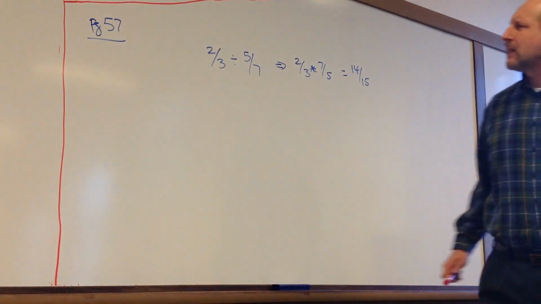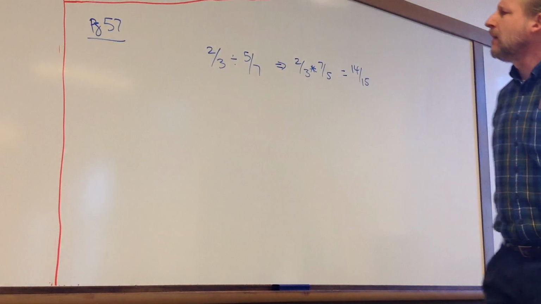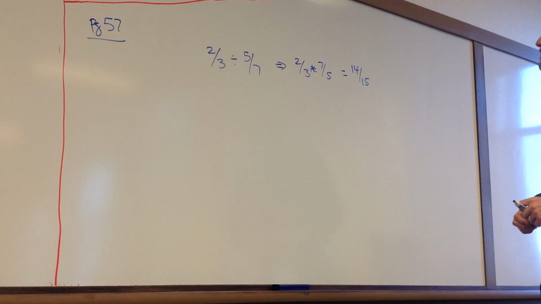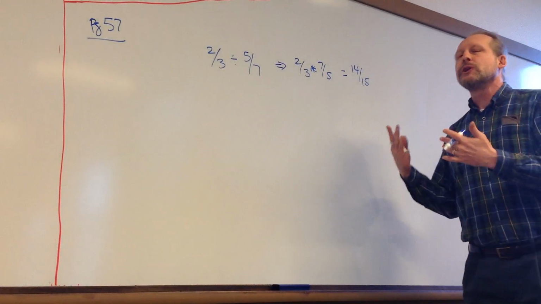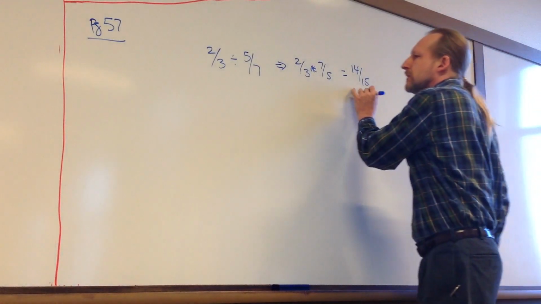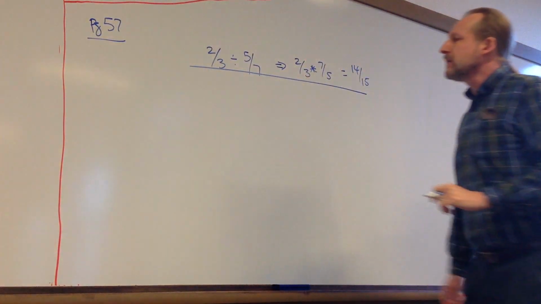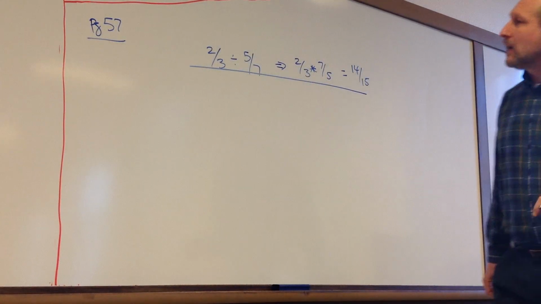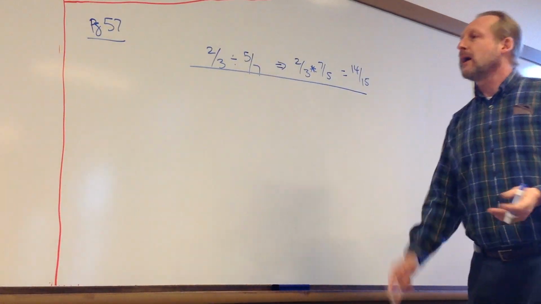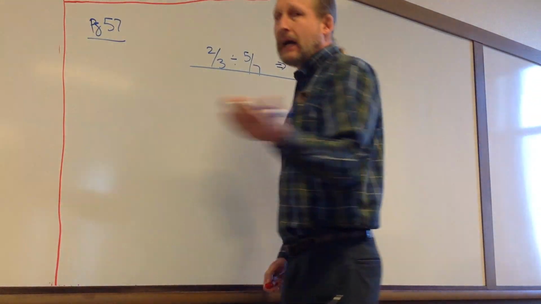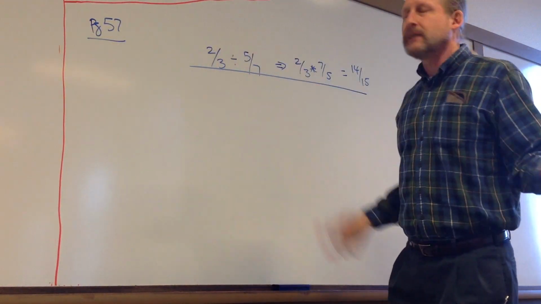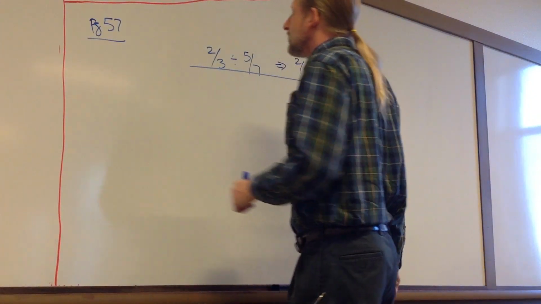I've heard some people say keep, change, flip. If that helps you to remember how this works, that's fine. There's nothing wrong with that. Let's talk about why we do that and where this comes from. There's a couple different ways we can think about that. One way is, you may or may not know this, but the fraction bar means divided by. How do you turn a fraction into a decimal? You do 2 divided by 3. That's what the fraction bar means.